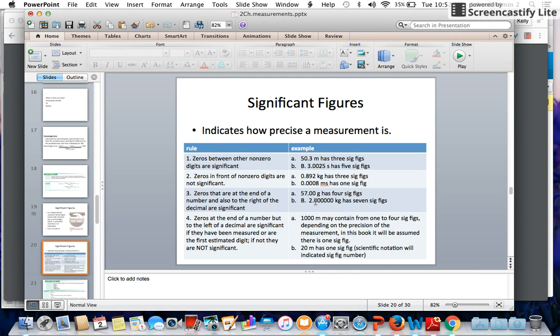So 57.00 grams has 4 sig figs. You count all the zeros. 2.00000 has 7 sig figs because you count all the zeros.